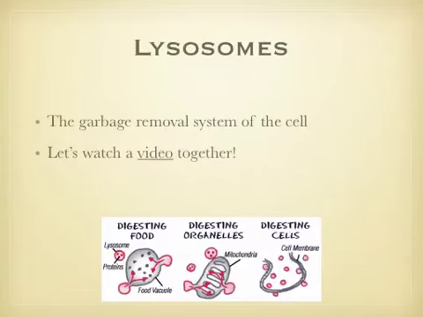When getting rid of waste produced when making chemicals, these little buggers called lysosomes come into play. Lysosomes are the garbage removal system of the cell. They digest food, organelles such as mitochondria, and even cells, although this is pretty rare.